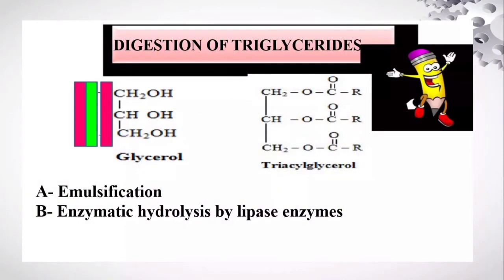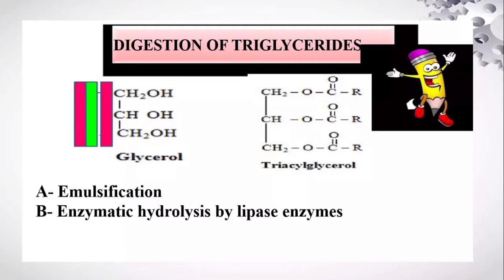Digestion of triglycerides. So digestion of triglycerides, or the digestion of lipids, is a process that involves breaking down lipid molecules into smaller lipid molecules. So digestion happens so that these molecules that break down can be absorbed into the blood. As you can see in the picture, there is the illustration of the chemical formula of glycerol and triacylglycerol.